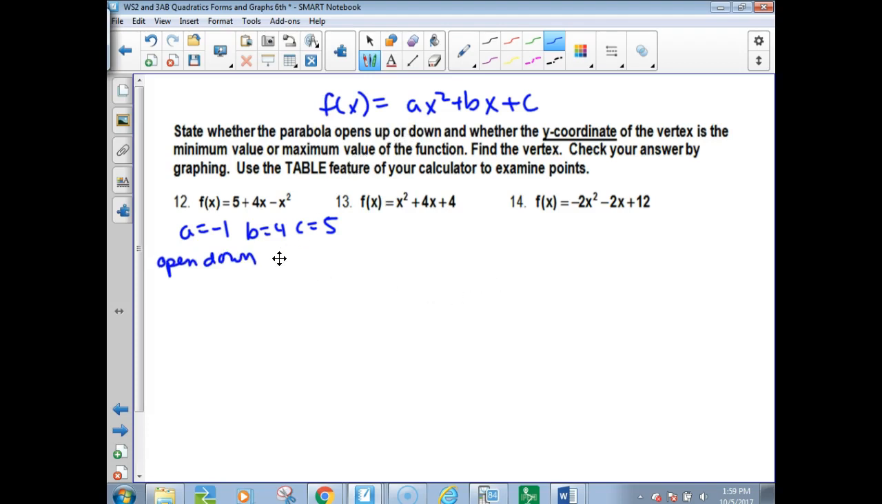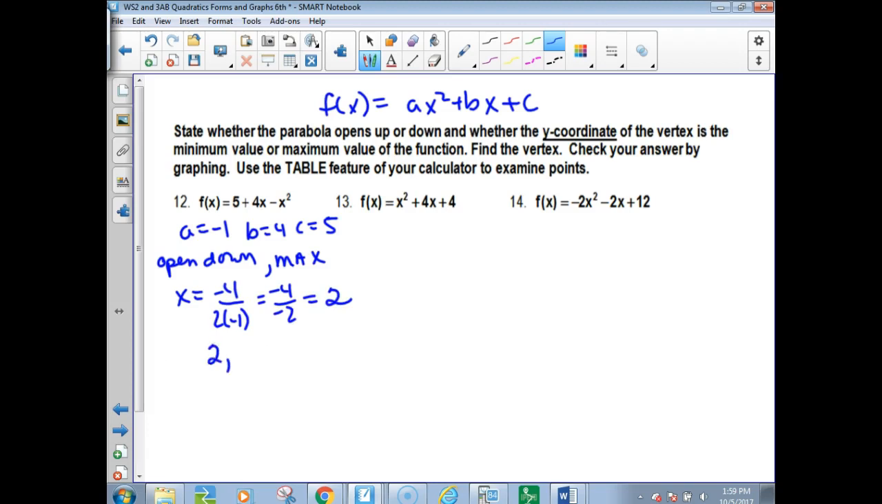Since it opens down, it's going to have a max value. And we said then find the vertex. So we're going to find the vertex by doing x is equal to the opposite of b over 2a. The opposite of b would be negative 4 over 2a. A is negative 1, so 2 times negative 1. So this gives me negative 4 over negative 2, which is positive 2 for the x value.